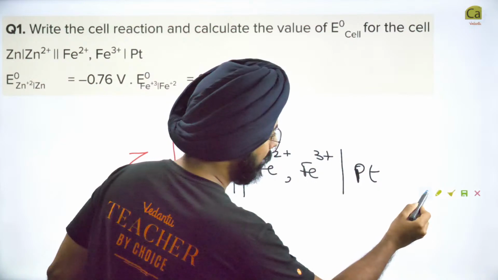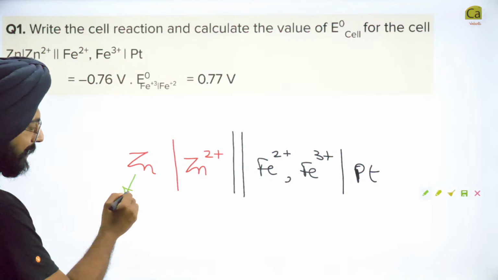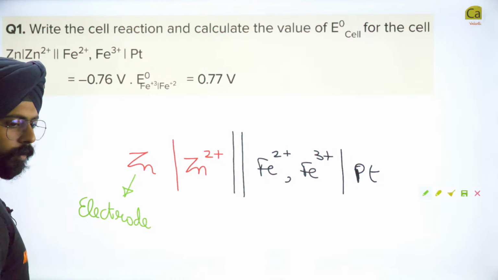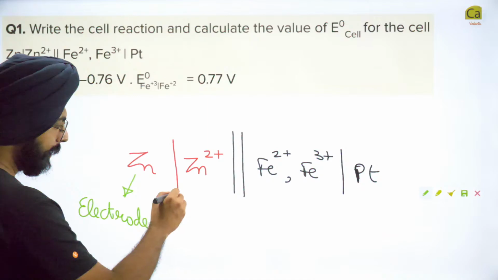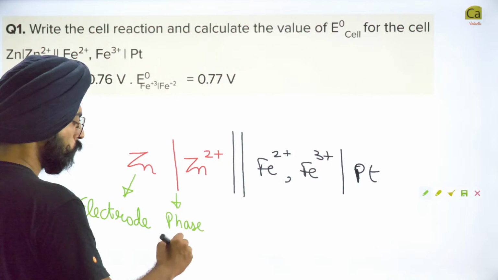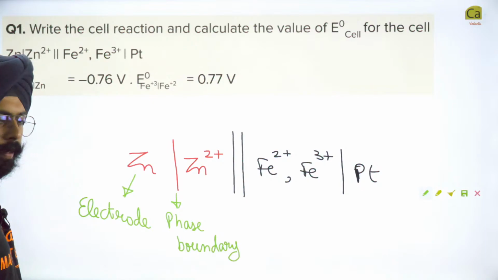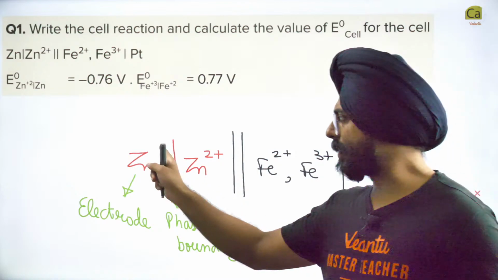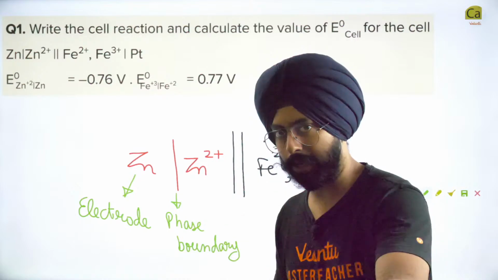My dear friends, let's try to understand what this entire thing means. Okay, this zinc is the electrode. On one side of the container you've got a zinc electrode, then this line refers to the phase boundary. This line refers to the phase boundary. So you've got a zinc electrode that is metal, that is solid. You've got zinc 2 positive electrolyte that is aqueous, right?